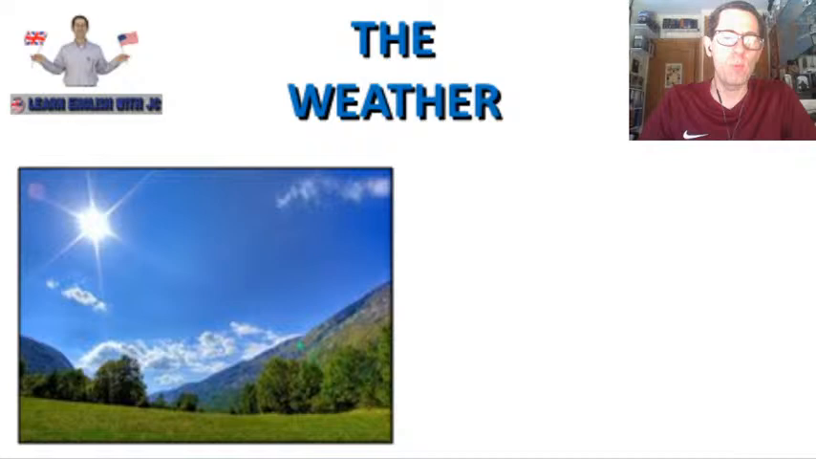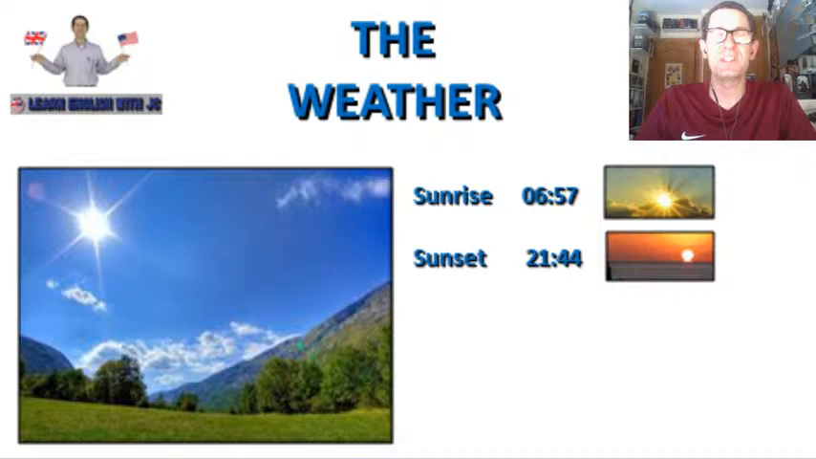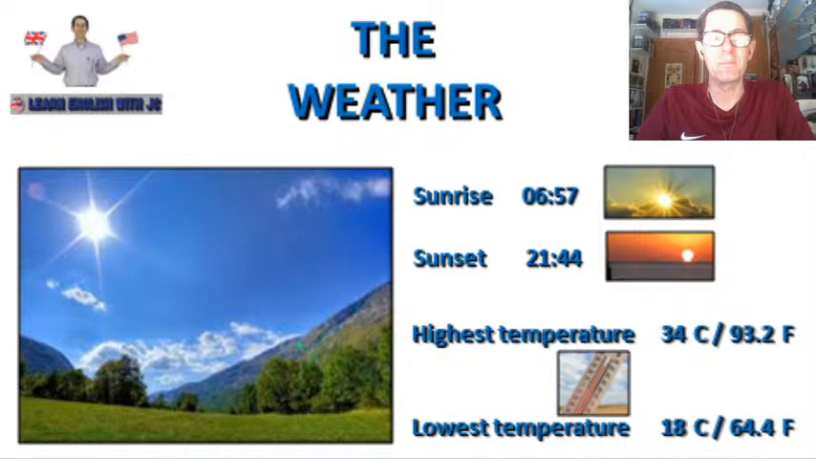Okay, let's talk about the weather, like in the previous two levels. Today, the sunrise in Madrid was at 6:57, and the sunset will be at 9:44. Yes, okay. In terms, hello Mike, welcome back. In terms of the temperature, hello Eliana, welcome back. The highest temperature in Madrid today will be 34 degrees Celsius, which is not too bad compared to other days, and that is equivalent to 93.2 degrees Fahrenheit. Okay, and the lowest will be 18 degrees Celsius, which is pretty good for the summer, and 64.4 Fahrenheit.